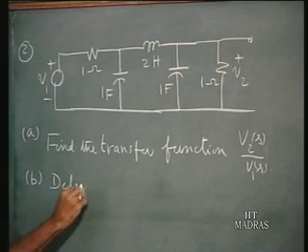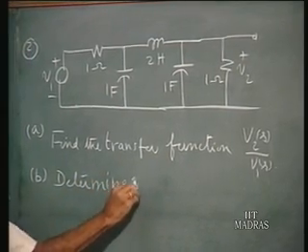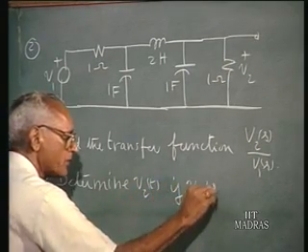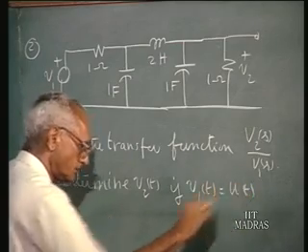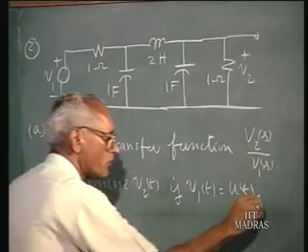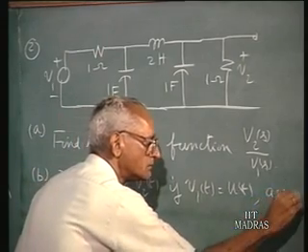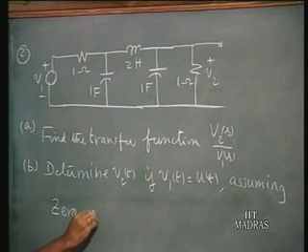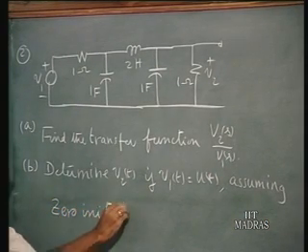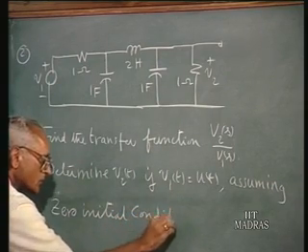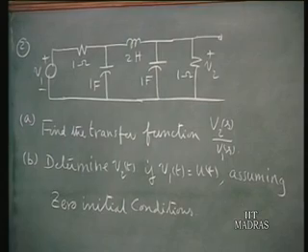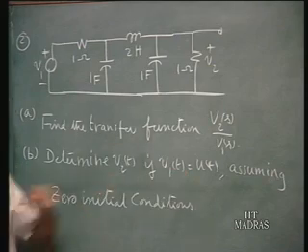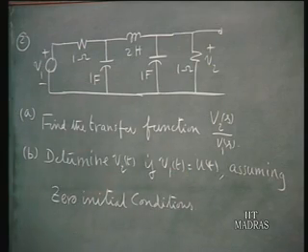Then B, determine V2 of t if the input voltage V1 of t is a unit step function u(t), assuming 0 initial conditions. So, assume that all capacitors are initially uncharged and the inductor does not carry any current. Using this transfer function, given this particular input excitation, find out the output in time domain.